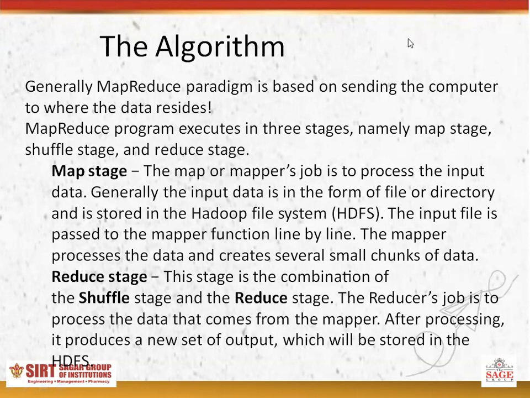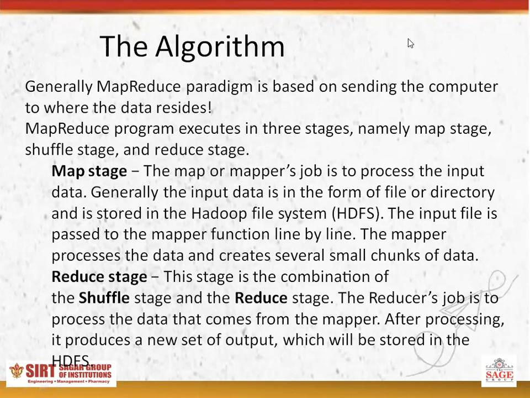In the map stage, the mapper's or map job's task is to process the input. Generally this input data is in the form of a file or directory, which is stored in the Hadoop file system, also called HDFS. The input file is processed by the mapper function line by line. The mapper processes the data and creates several small chunks of data.